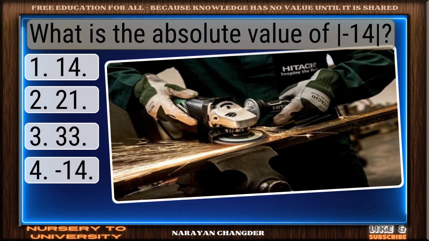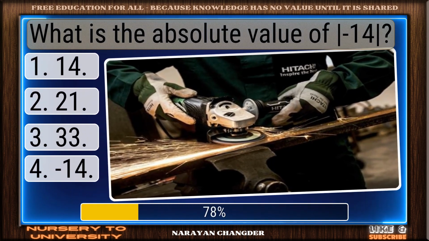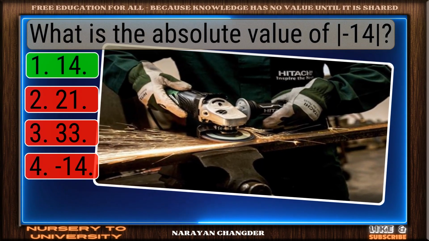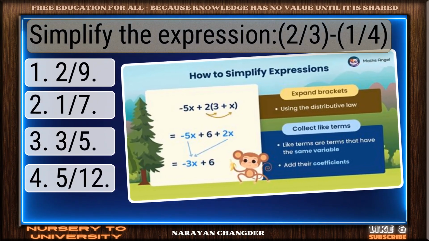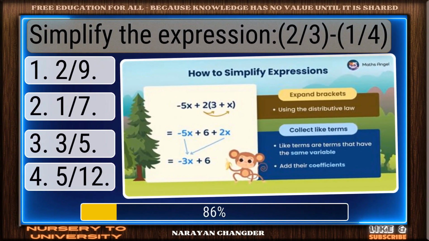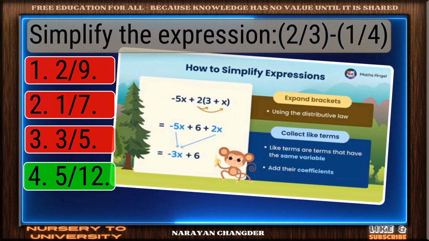Question number 74. What is the absolute value of 14? Nice selection. 14 is the correct and valid answer. Question number 75. Simplify the expression. Correct response. 5/12 is the most accurate answer.